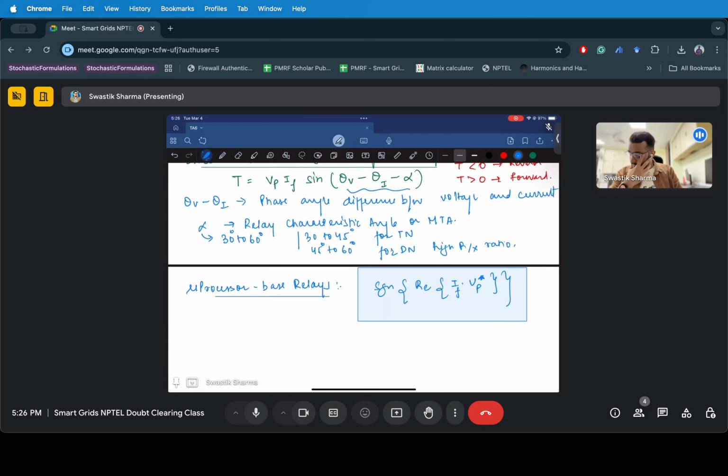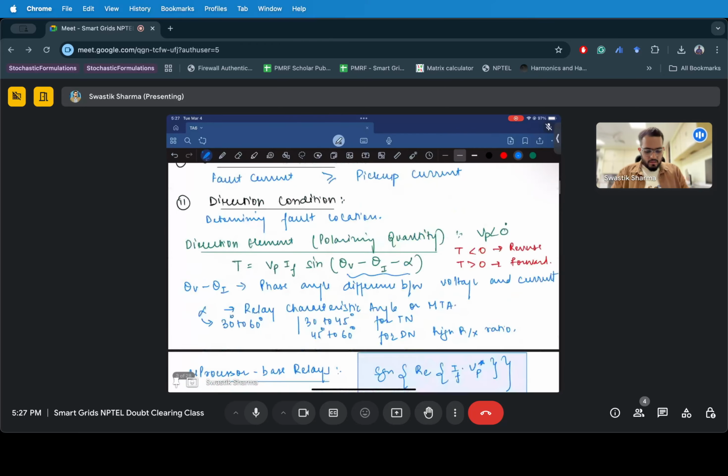So modern relays do this computation, calculating this product, finding out the sign, and based on that issuing a directional signal. So this gives a directional signal: positive if the fault is in front of it, and negative if it is behind. So this is how DOCRs operate.